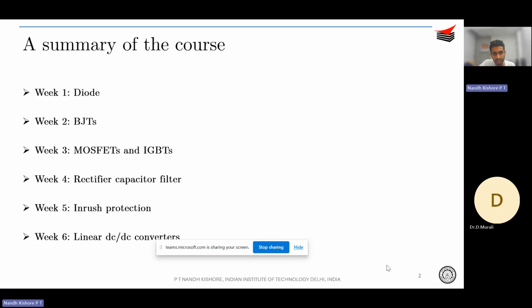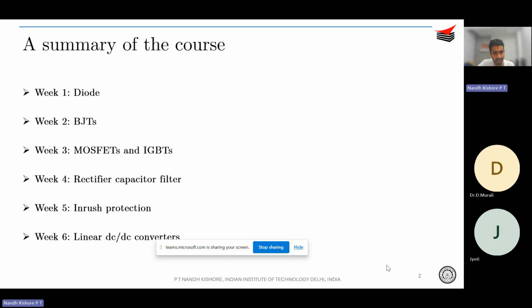So then we came to the BJTs, wherein we studied different configurations of BJTs, including the Darlington pair for increasing the beta value, right? And then we also went through the static and dynamic characteristics. And the same was extended for MOSFETs and IGBTs and SCRs in week number 3, right? Wherein we again studied the static and the dynamic characteristics and of course loss calculation. So with week 1, week 2 and week 3, we studied most of the power devices that are used in power converters, including the uncontrolled diodes and the controlled MOSFETs or IGBTs and BJTs.